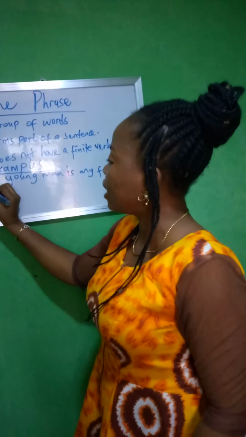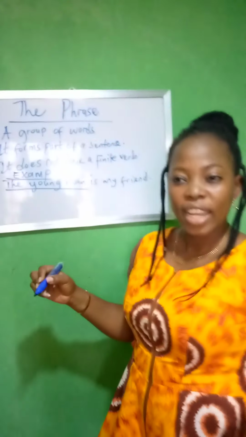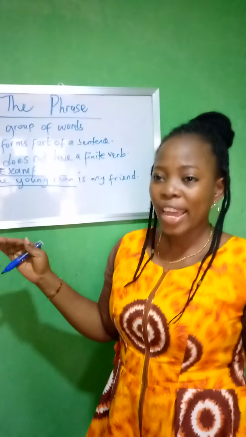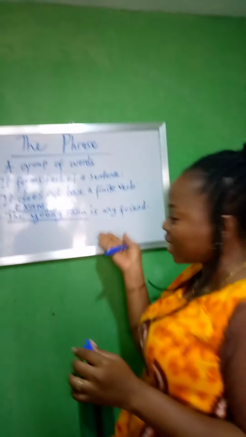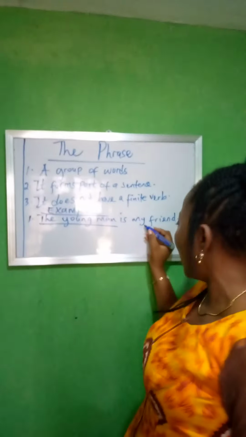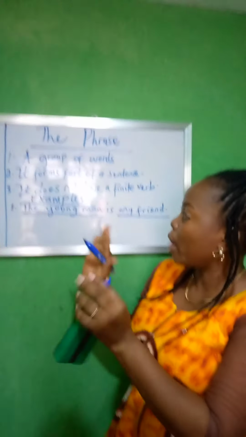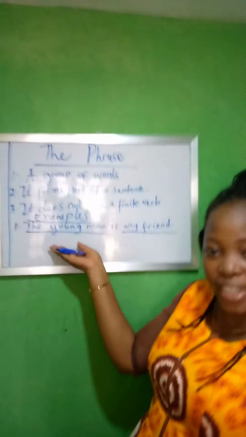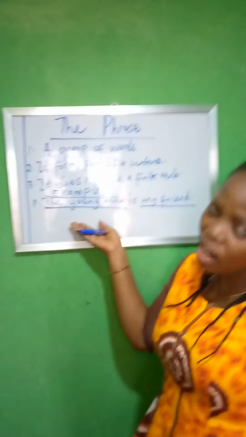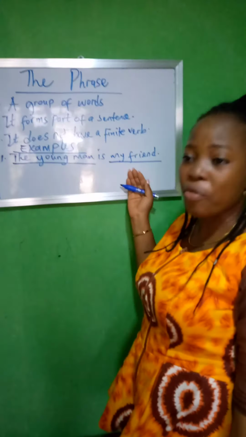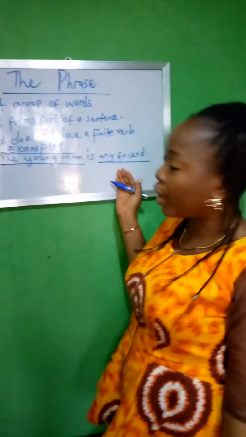If I underline the young man, is it a complete sentence? No, it is a part of a sentence. If I underline my friend, is it a complete sentence? No, it is also a part of a sentence. So this is a phrase, the young man. It doesn't make sense on its own, no. My friend is also a phrase. It doesn't make sense on its own.